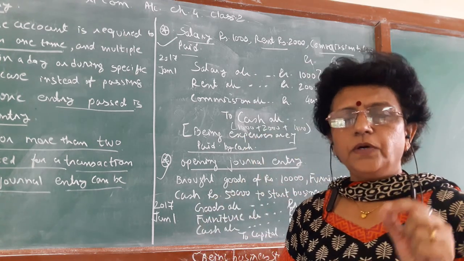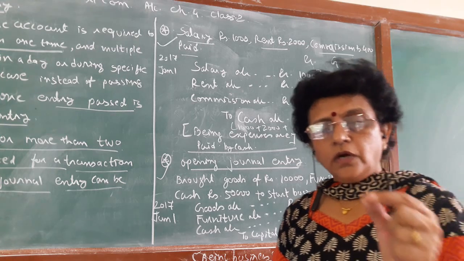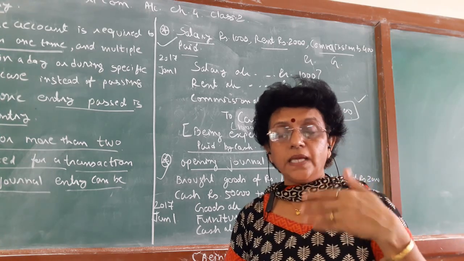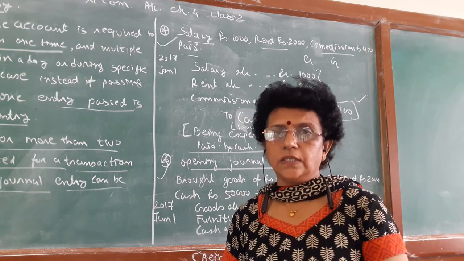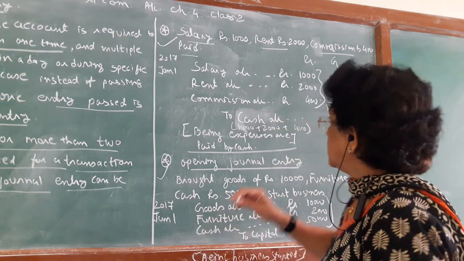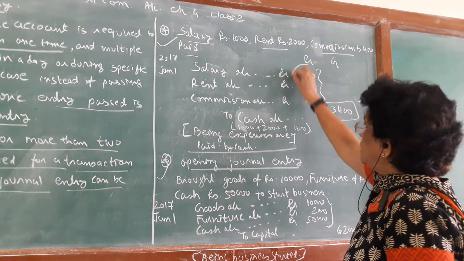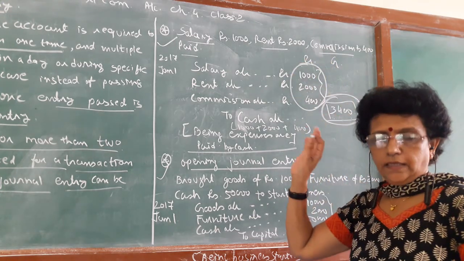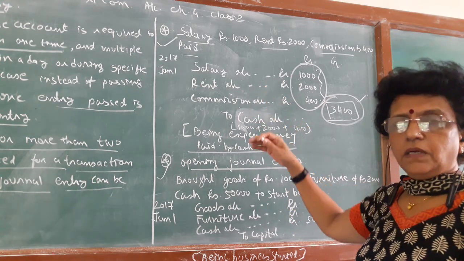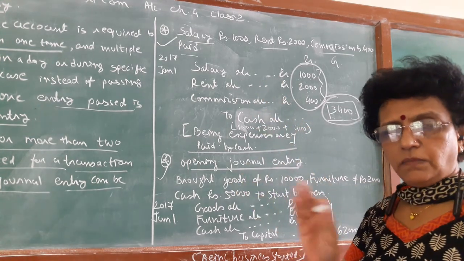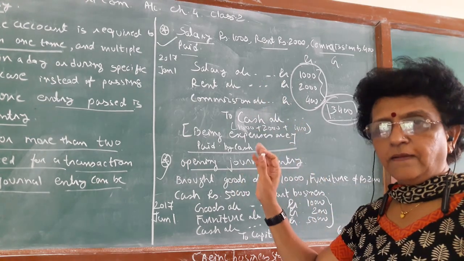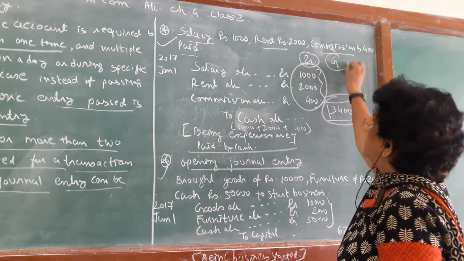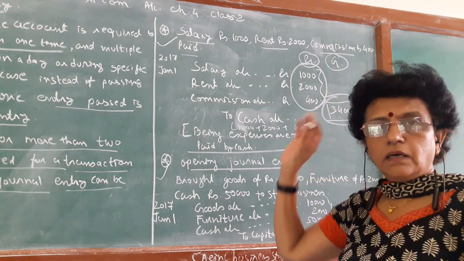So what is the important point here? It is not necessary that you always have only 2 folds. You may have many more folds in the journal. And second, make sure that the total of your debit is always equal to the credit. However many accounts there are, it's not a difficult task. But the important thing is that your debit amount should be equal to your credit amount.